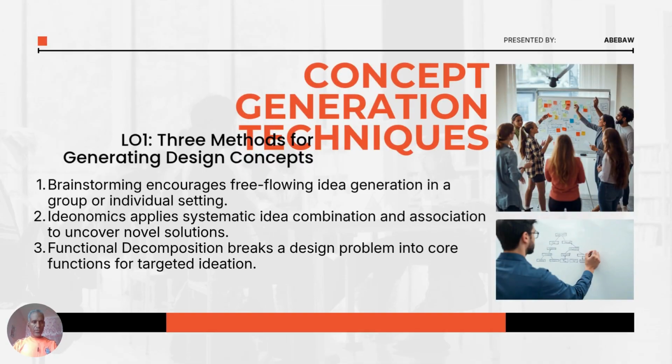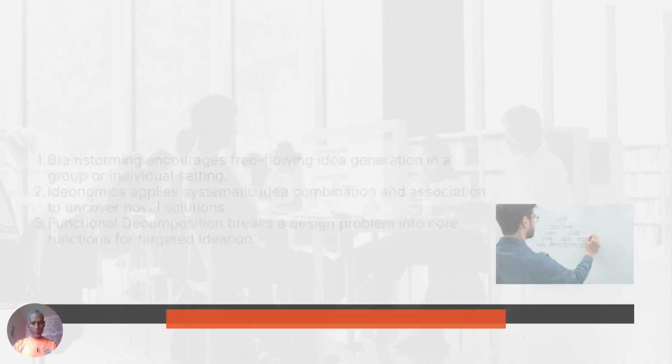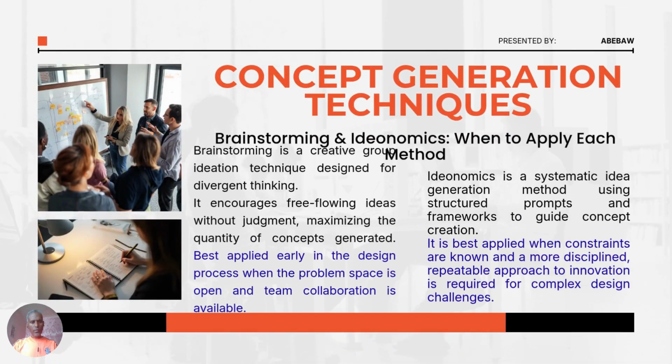As we have seen earlier in the learning objectives, there are 3 methods for generating design concepts. First one, brainstorming. Second one, ideonomics. Third one, functional decomposition. In concept generation, brainstorming and ideonomics are the basic ones. So let us see when to apply each method.